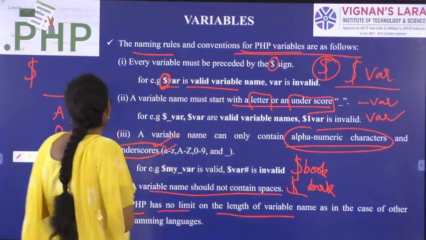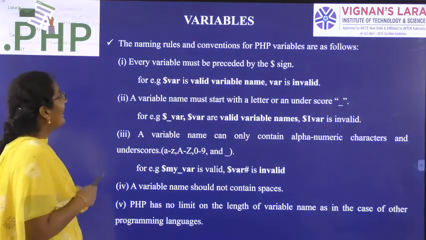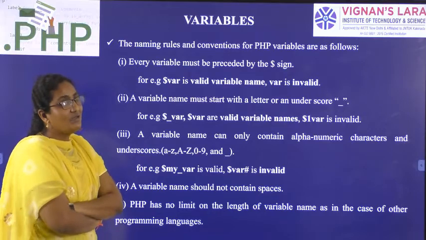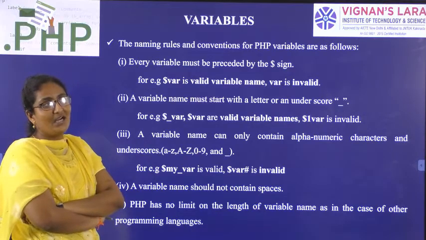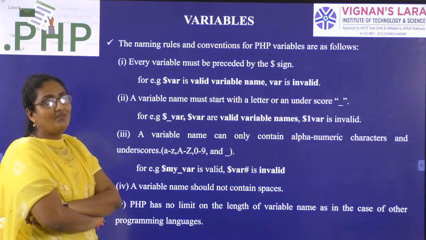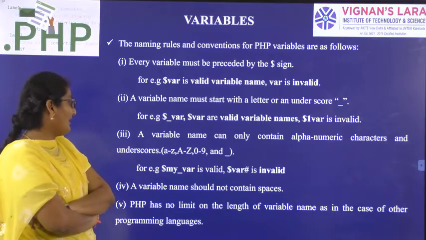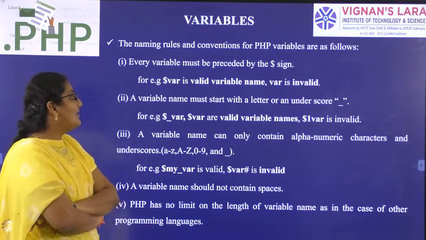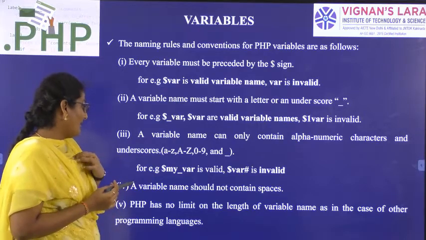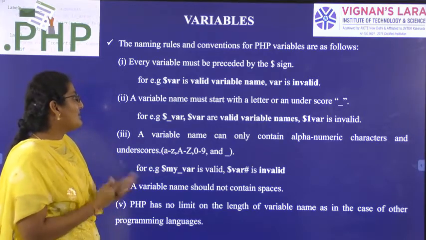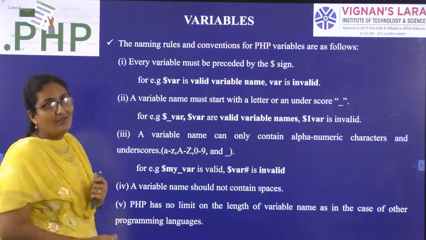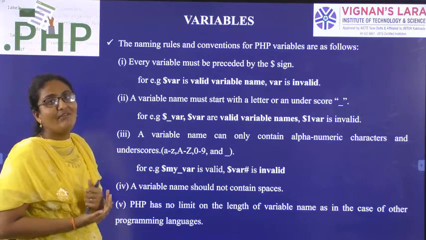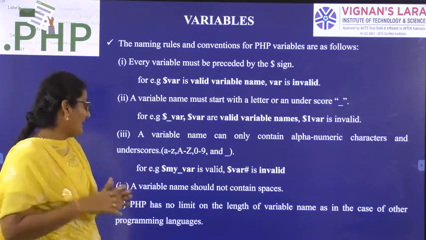So these are the rules to be followed while we are creating the variables. First thing, variable name should start with a dollar symbol. Next, variable name can have alphanumeric characters or underscores. Second thing, variables should not have spaces. Third thing, it must start with a letter or underscore. And finally, in PHP, we don't have a limit on the length of a variable.